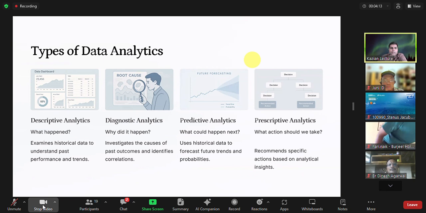Okay. Descriptive will check on the historical data, and it examines historical data to help you understand what was the past performance and trends. So one example is the annual report of any company. When any organization tries to come up with some historical data to just show, okay, this is what we did in the last year, they come up with a financial report that is descriptive analytics. So what happened is all summed up in descriptive analytics.